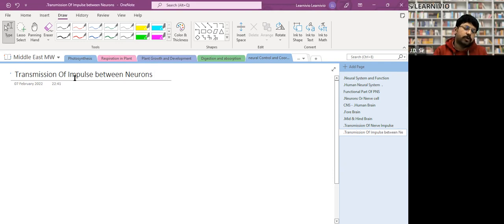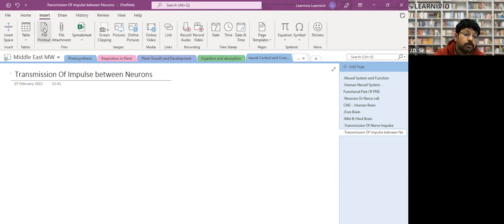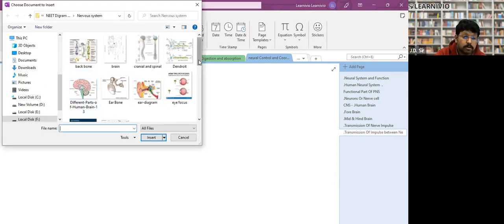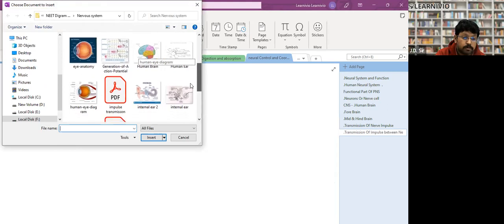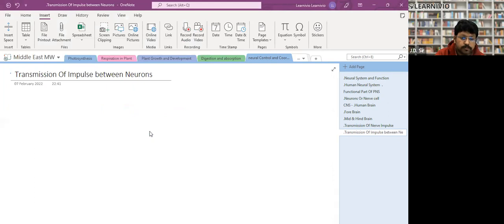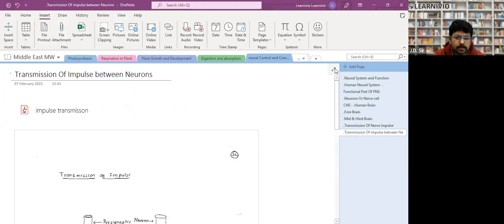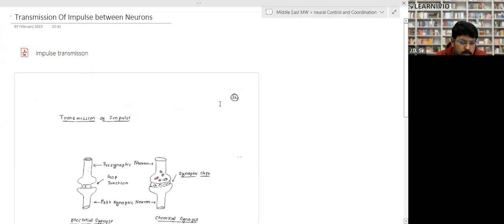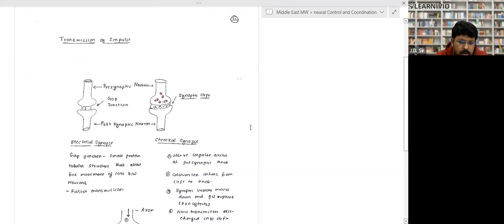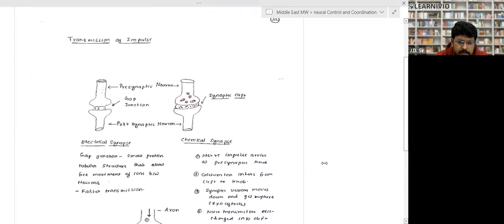Again, I have notes for it. I will show you the PDF, and you have to take the screenshot, and you have to write it down in your notebook, and in fact, you have to draw it in your notebook. Transmission of nerve impulse between 2 neurons. How does the transmission of impulse take place between 2 neurons?